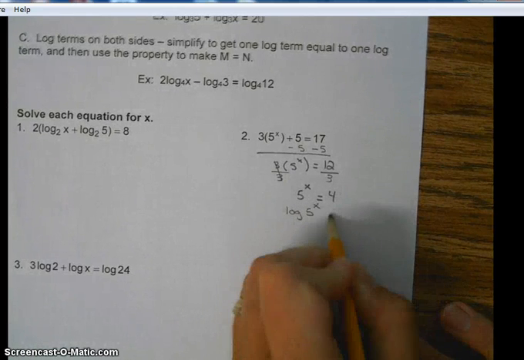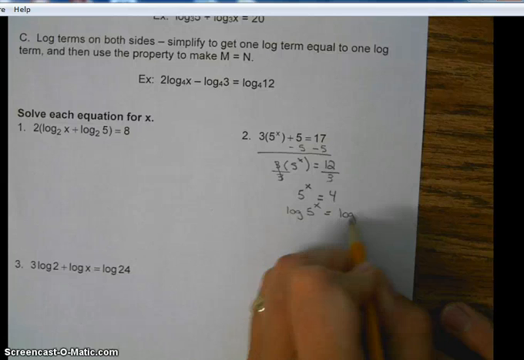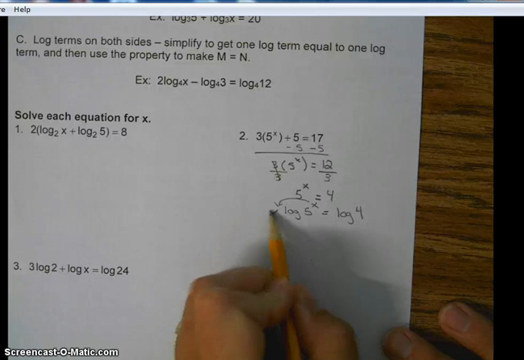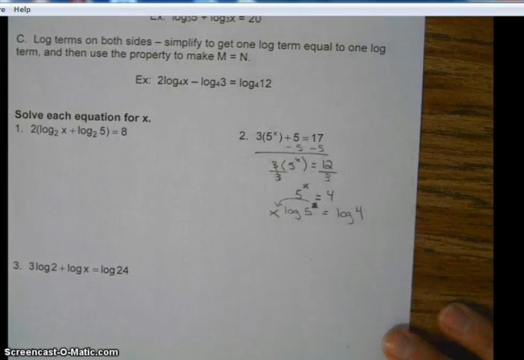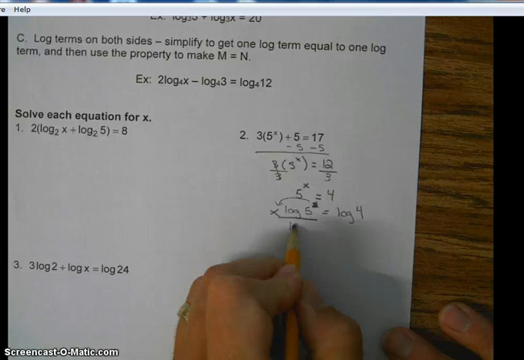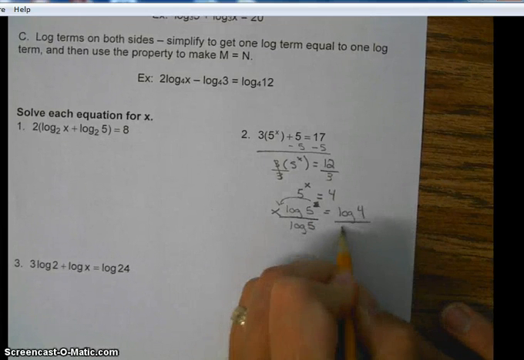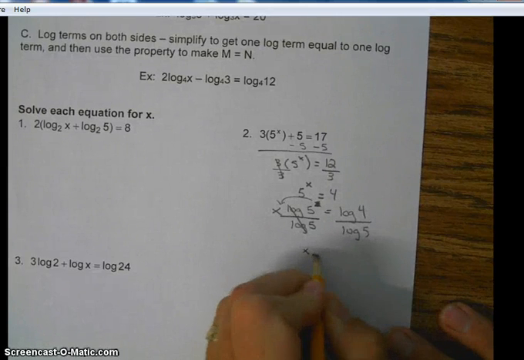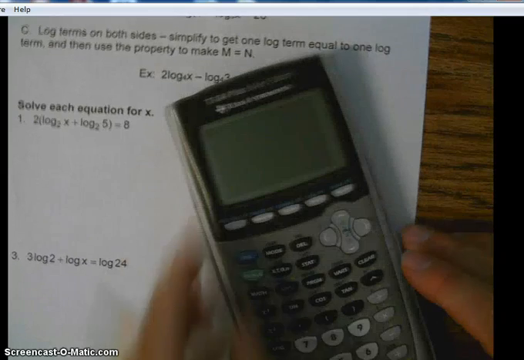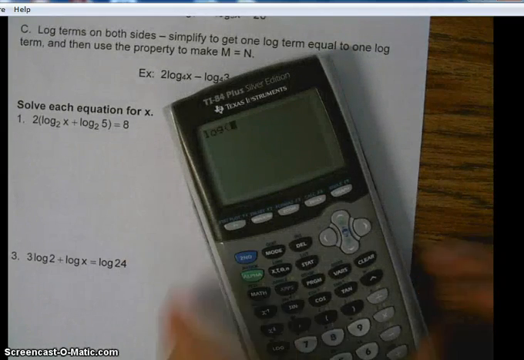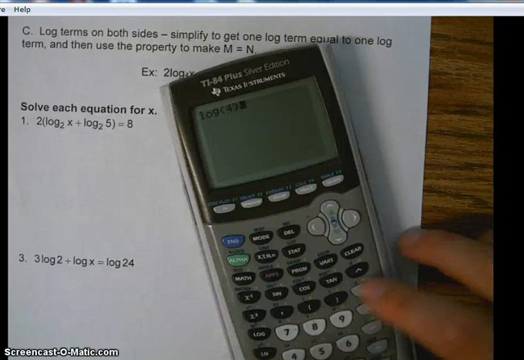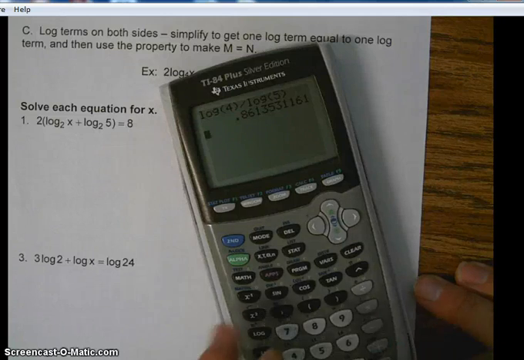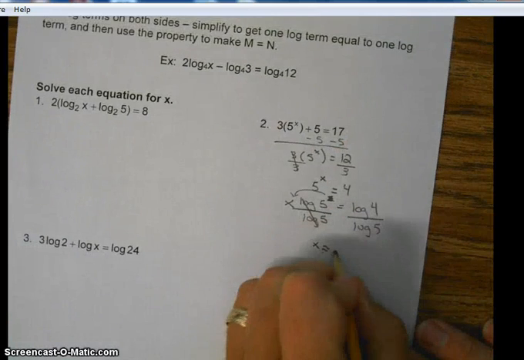This should be very familiar to you by now. Bring the x down front. And then divide by log of 5 on both sides. And yes, we'll need to use our calculator on this. So x is going to be about, let's take a look here. Got the log of 4 on top, divided by the log of 5. And we'll go 3 decimal places, so 0.861, about.